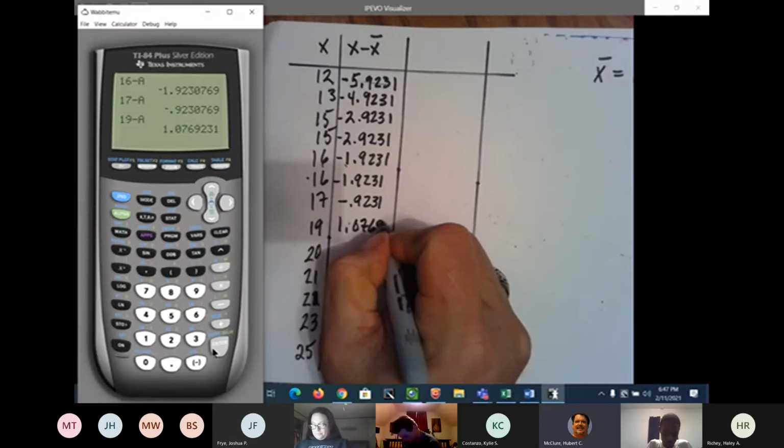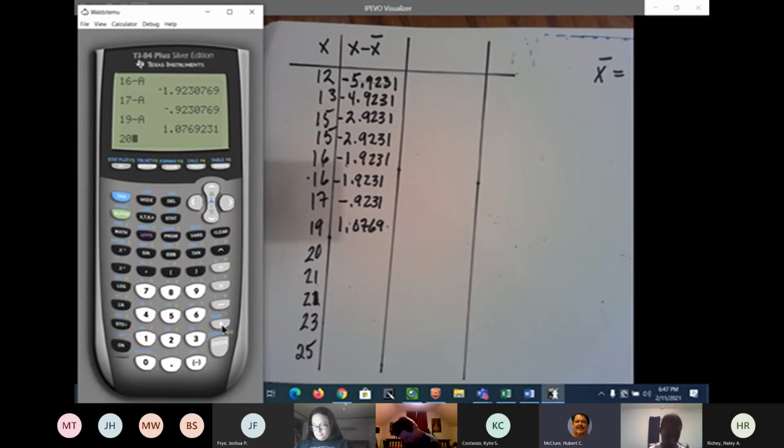$20 minus alpha A. Oh, I had to do this for my other classes too. So, look at there. Are the numbers staying the same? Yes. You're just moving the other direction. All right. 21 minus alpha A.